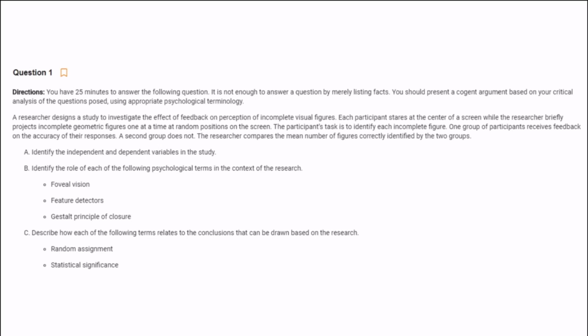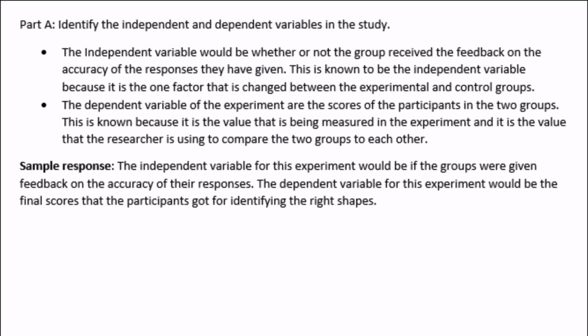Part A. Identify the independent and dependent variables in the study. So, Question 1 Part A asks us to identify the independent and dependent variables. In order to do this, we must know what the independent and dependent variables are. The independent variable is the factor that is manipulated in a study or experiment. This just means that it is the thing that is changed throughout the experiment, or it is not constant between the two groups.